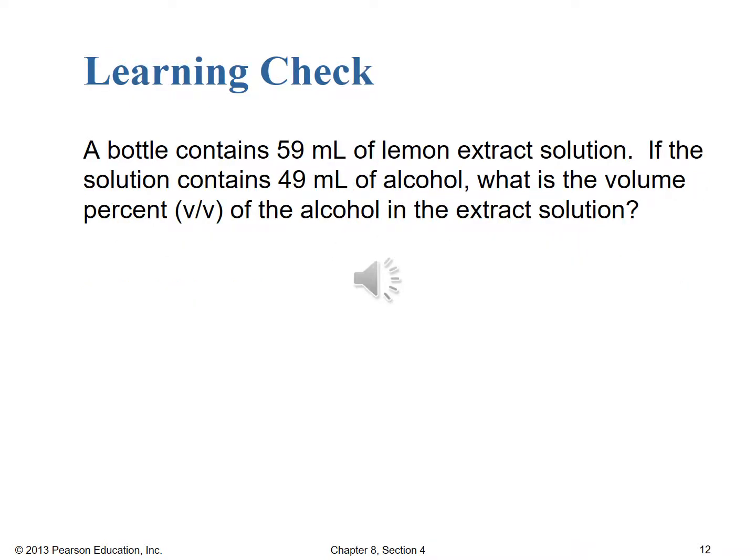Let's go ahead and follow up with a learning check here as well. So in this example, a bottle contains 59 milliliters of lemon extract solution. If the solution contains 49 milliliters of alcohol, what is the volume percent, V per V, of the alcohol in the extract solution? So notice we're looking at the alcohol here, and please go ahead and pause the video while you figure this one out. Should be very similar to the last learning check, only substituting milliliter volumes in where we were using gram masses before. Good luck.